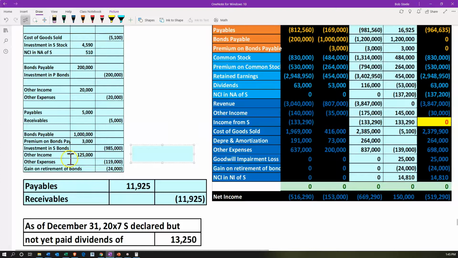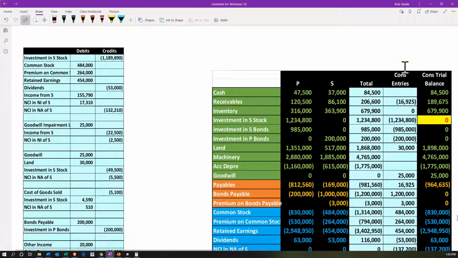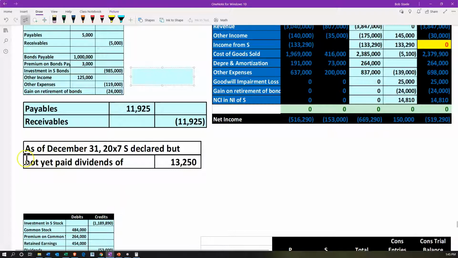Here's the last one we just did, and this is the current one we will be working on. All of these, including the current one, are included in the posting of this column in the consolidation worksheet. All right, so now we've got this item where it says, as of December 31st, 2000X7, S declared but not yet paid dividends of $13,250. So dividends have been declared, but they have not yet been paid.